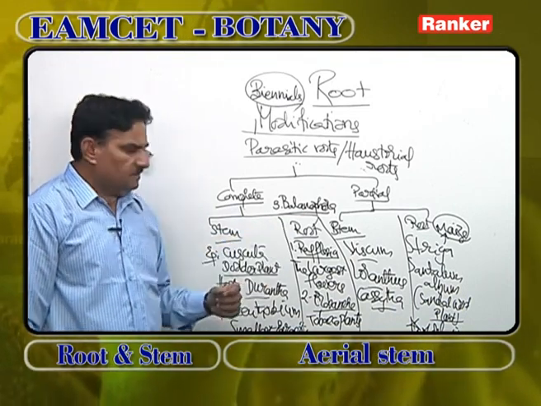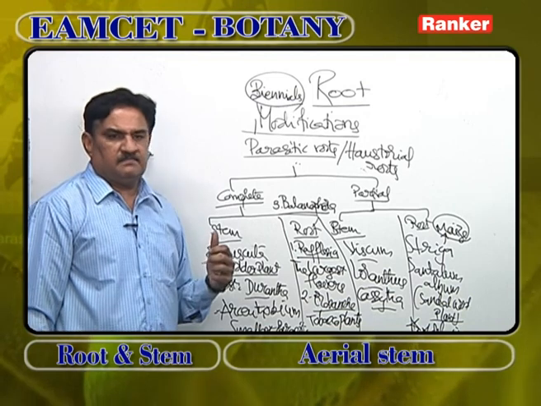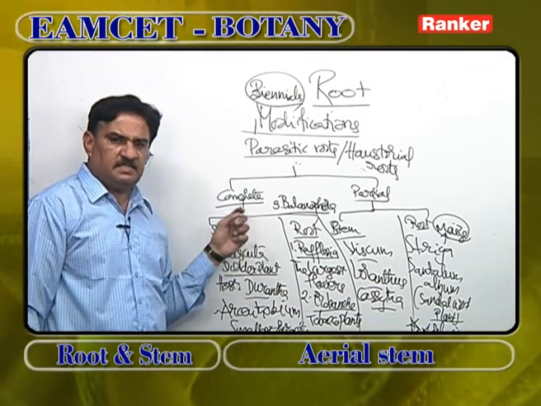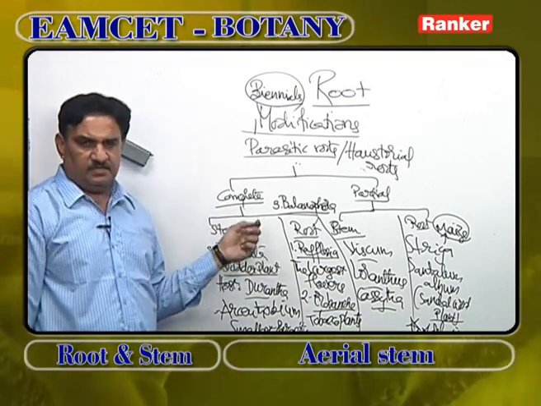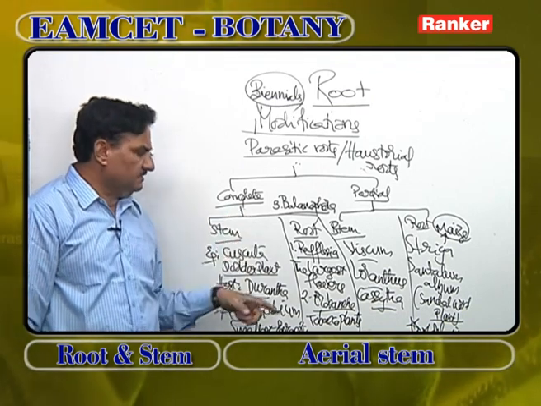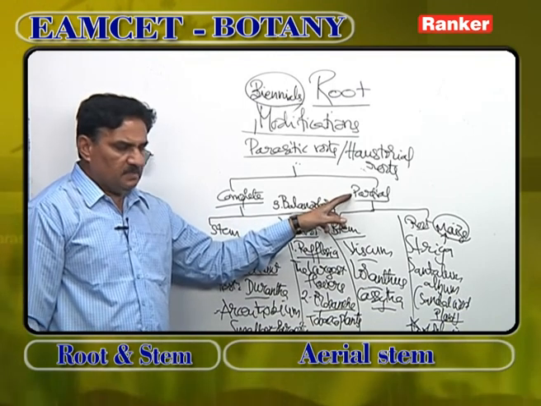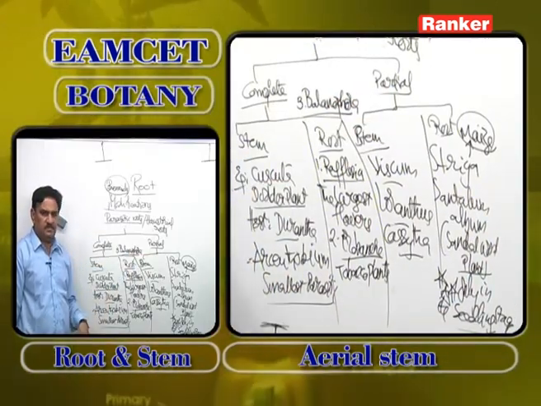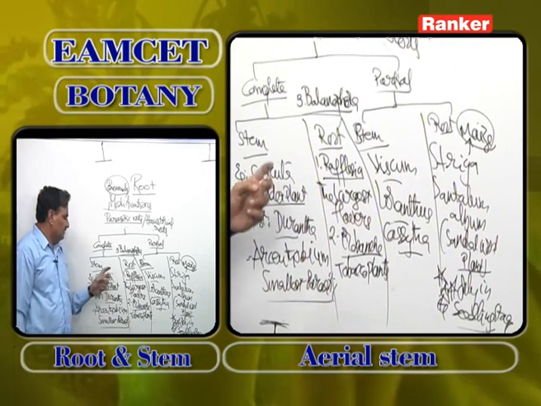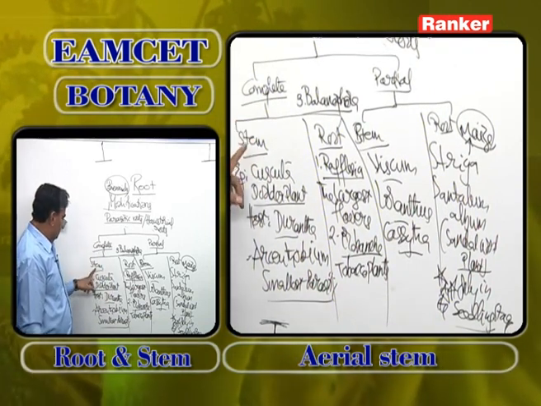Coming to partial parasites. Partial parasites are green in color. They can synthesize their own food material. They depend on the host only for water and minerals. Here the haustoria are connected only to the xylem but not to the phloem. These are broadly divided into two categories.